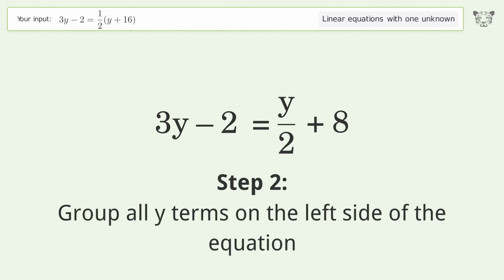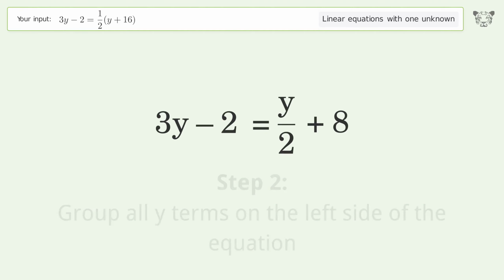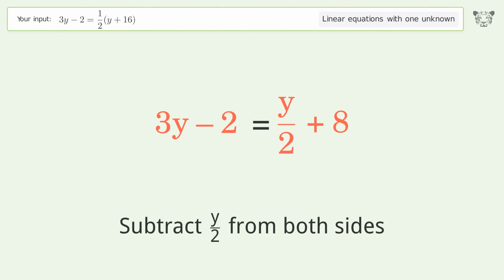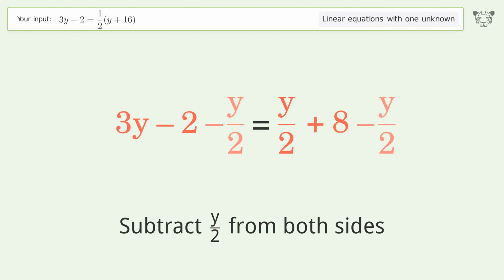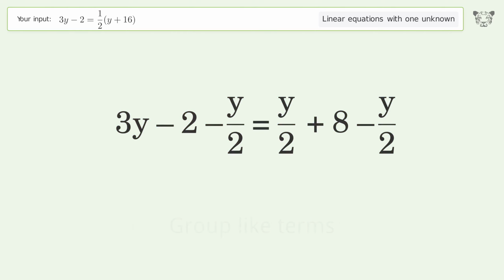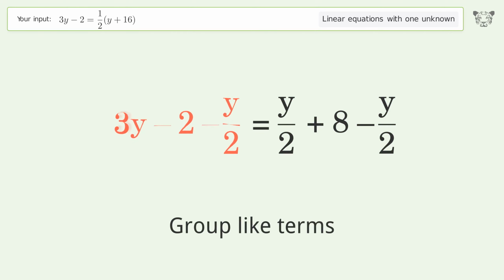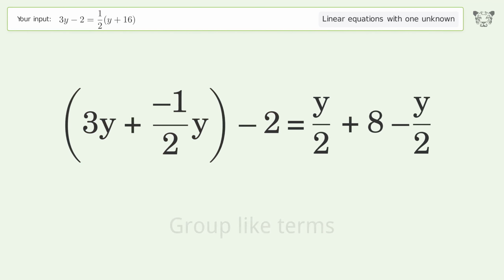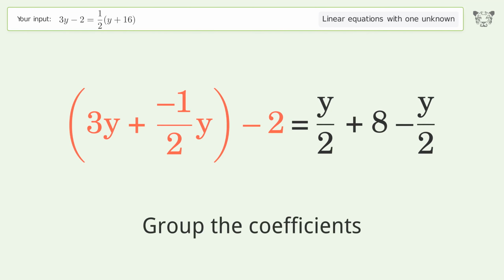Group all y terms on the left side of the equation. Subtract y over 2 from both sides. Group like terms. Group the coefficients.